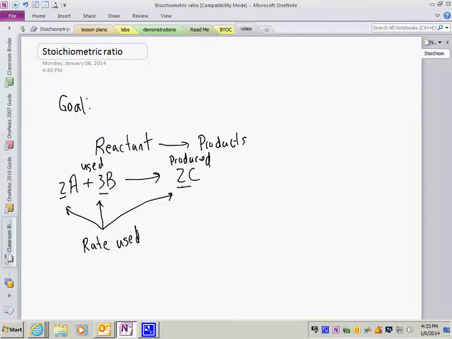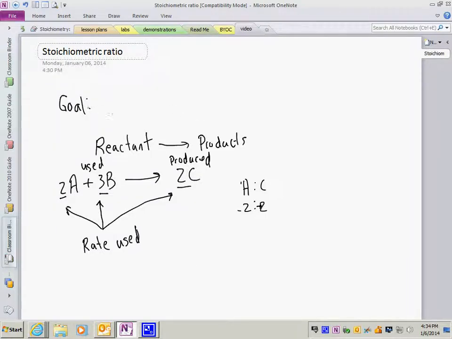Since the A and the C both have a 2 in front, it means that every time I consume 2 of these, I produce 2 of these. So if I produce 10 of these, I would assume that I also consumed 10 of these. That stoichiometric ratio between A and C would be a 2 to 2 ratio. I am losing and gaining differently, gaining these and losing this one, but nonetheless a 2 to 2 ratio.